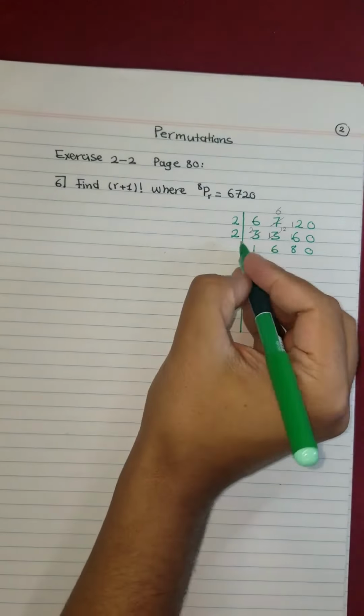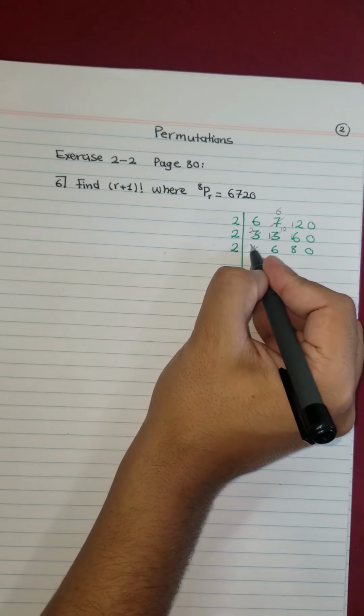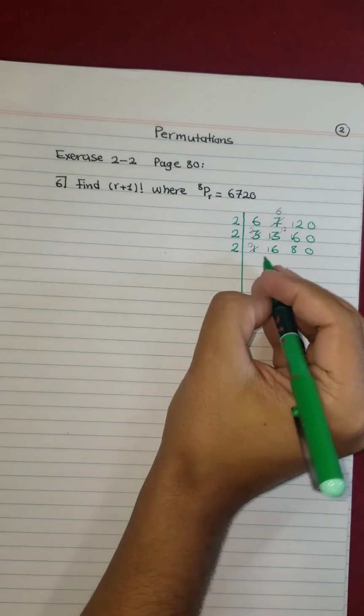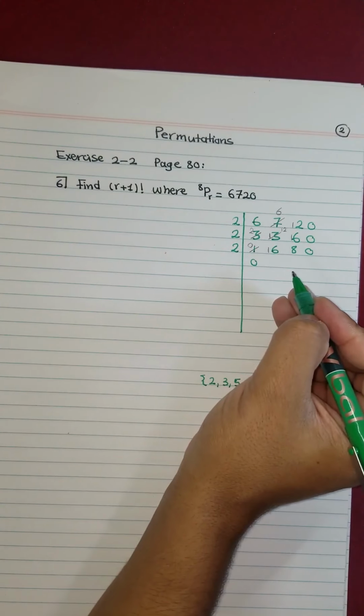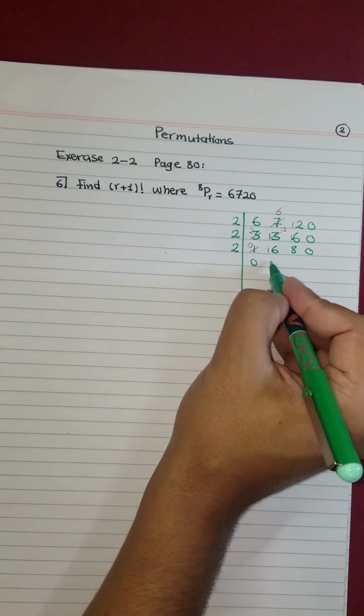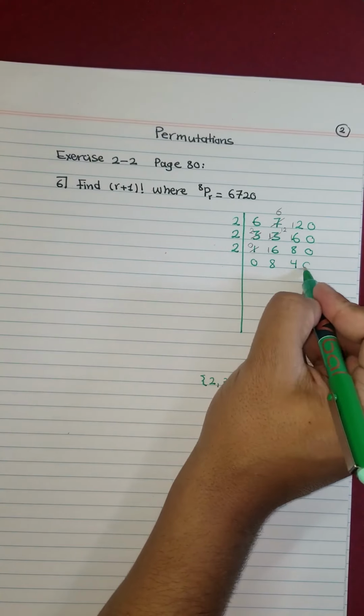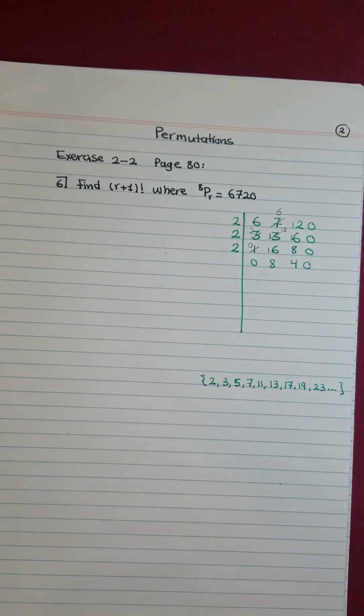I'll divide it by 2. 1 divided by 2 is not possible, so we reduce it. It becomes 0, and this becomes 16. 0 divided by 2 is 0, and the 0 at the leftmost is not important. 16 divided by 2 is 8, 8 divided by 2 is 4, and then 0. So it's good so far. We got 840. Divided by 2: 8 divided by 2 is 4, 4 divided by 2 is 2, 0 divided by 2 is 0.